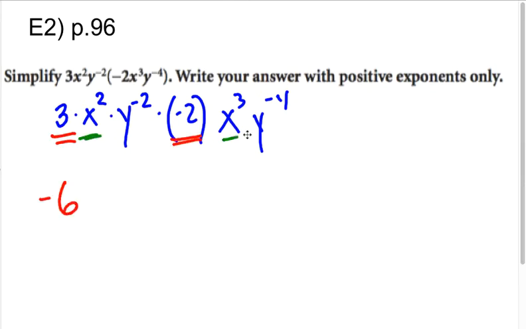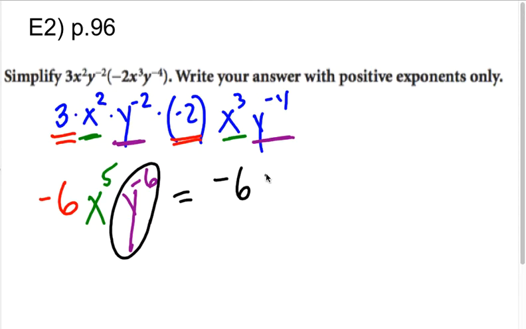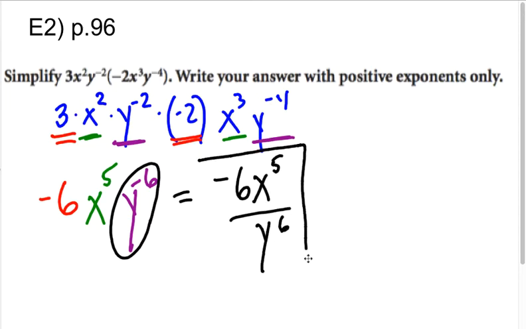Put the x's next, so that's going to be an x to the second times an x to the third. Well, that's going to be an x to the 2 plus 3, which is 5, right? And then you're going to have a y to the negative second and a y to the negative fourth. Well, that'll be a y to the negative 6. We're almost there. The only thing is we're not supposed to have any negative exponents, so I'm going to flip this guy back to the other floor. Remember, a negative exponent means, hey, I'm on the wrong floor. So a negative exponent on top means move this thing to the bottom. A negative exponent on the bottom would mean move it to the top.